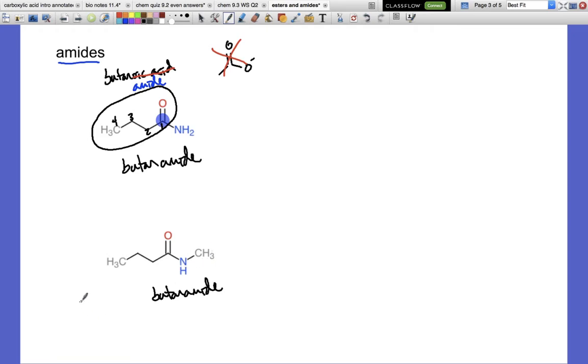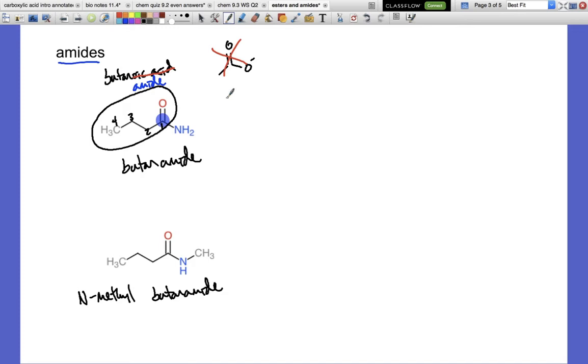So just like before with amines, I need to put an N in front because that's telling me where the methyl is attached. Because otherwise the methyl could be attached anywhere on the carbon chain over here. It could have been right here. It's not, but N-methyl butanamide is the name for this molecule. Because it looks similar to the one above. The only difference is it's got a nitrogen, or excuse me, a methyl group attached to that nitrogen. So that's how you name it.